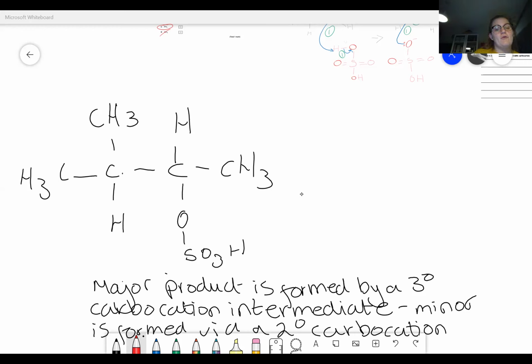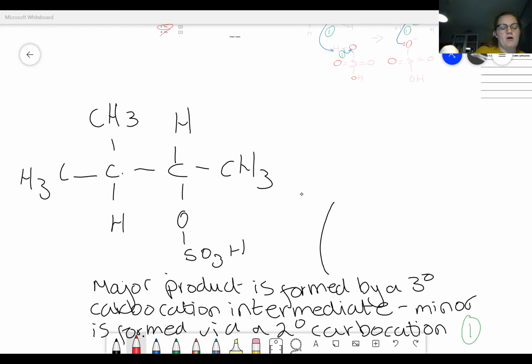And like we said before, tertiary ones are more stable because they've got more alkyl groups, which means they're more likely to be formed, whereas secondary are less stable, so they're less likely to be formed. So that's actually worth 2 marks. So then we actually want to add that part on as well, which I didn't have space for. So this would get you 1 mark. Major product is formed by a tertiary carbocation, whereas the minor is formed by a secondary carbocation.